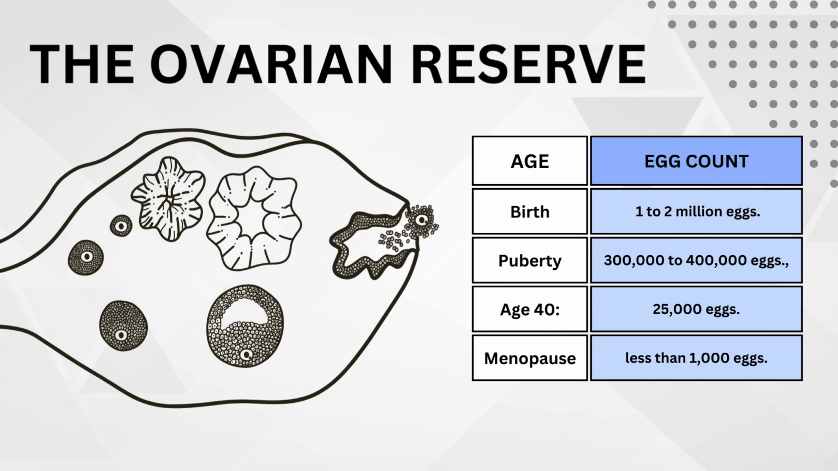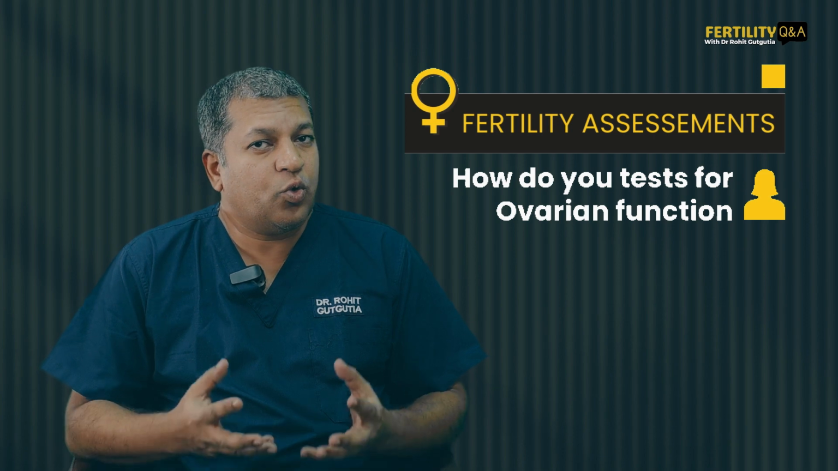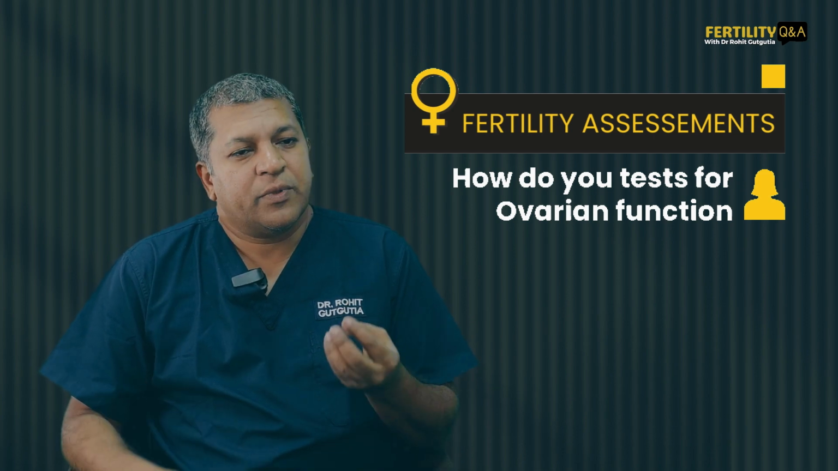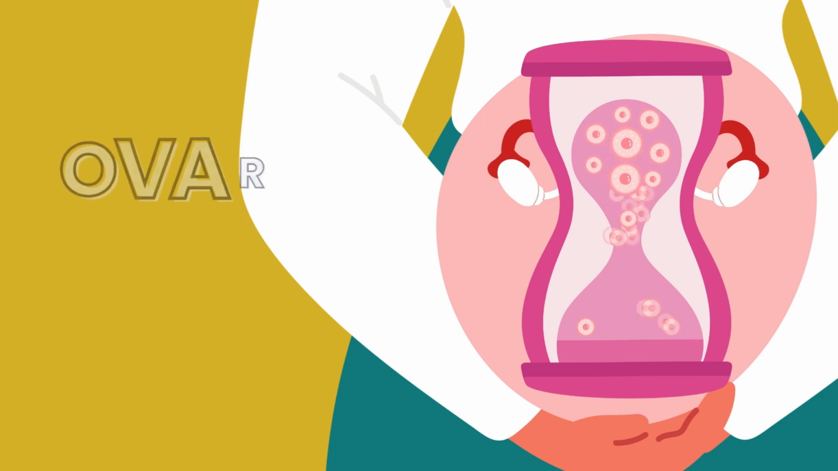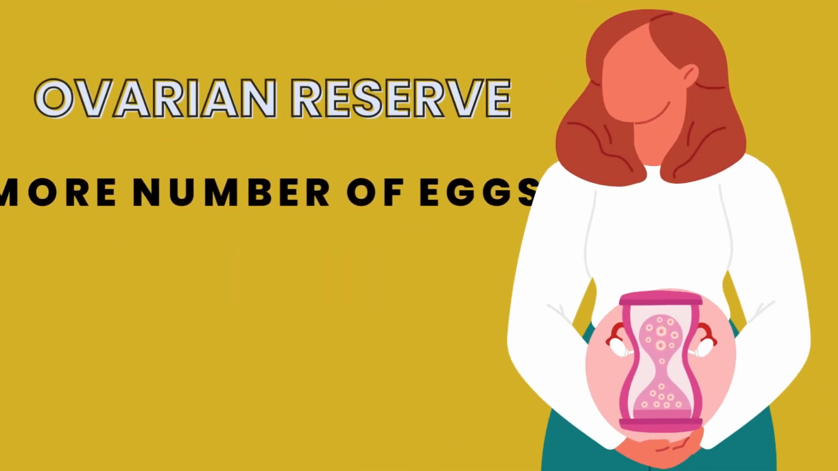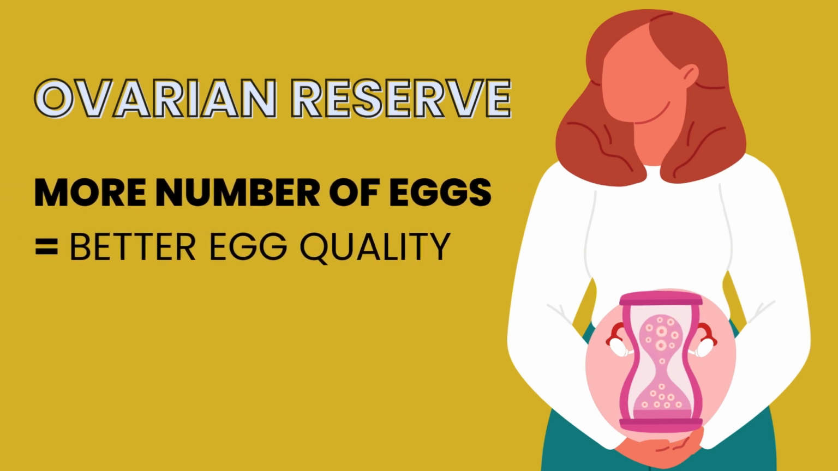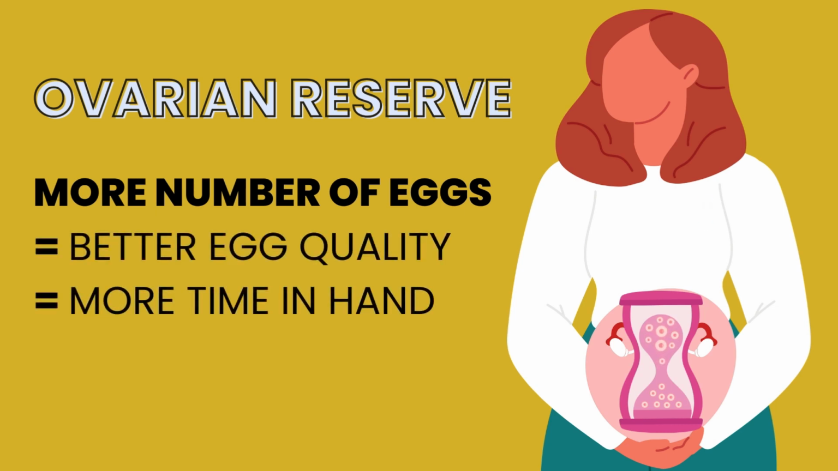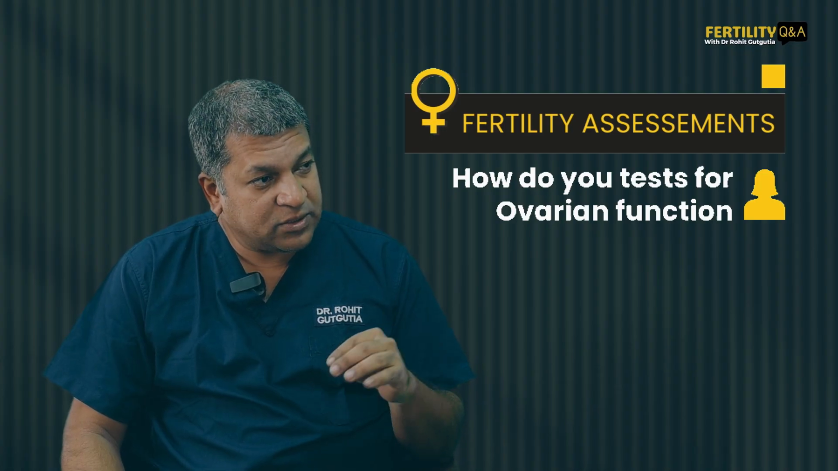So when we look at the reproductive health of the female partner, we are very much concerned about her overall ovarian reserve, meaning how many eggs are still available in her ovaries. The basic principle underlying this thought is that women who have a lot of eggs in their ovaries tend to have better quality eggs than those women who have far fewer eggs in their ovaries. So somebody who has a lot of eggs has a lot of time on her hands to plan her pregnancy, compared with somebody who has fewer eggs and therefore less time to plan her pregnancies.